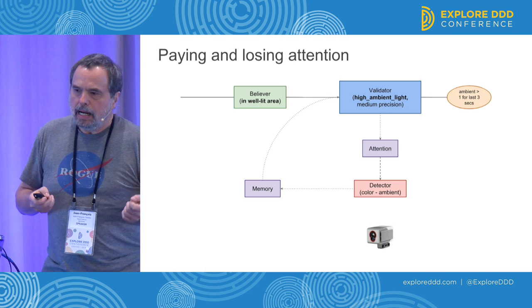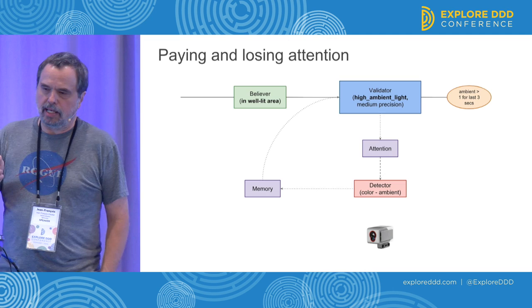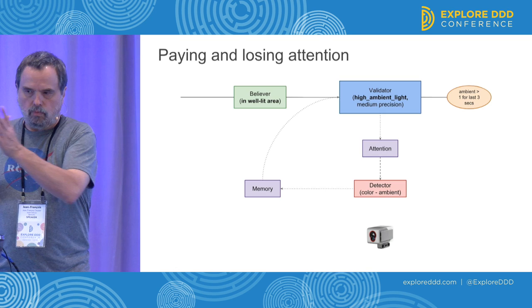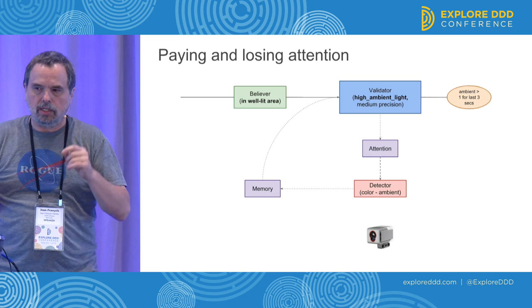Now, how about paying attention and losing attention in the robot? So let's say we have a believer. The robot is in a well-lit area. And the prediction is that there's high ambient light, okay? We have percepts in memory that say what ambient light has been over the last 10 seconds. But the important thing for this to be true is that ambient light has been greater than one for the last 3 seconds.